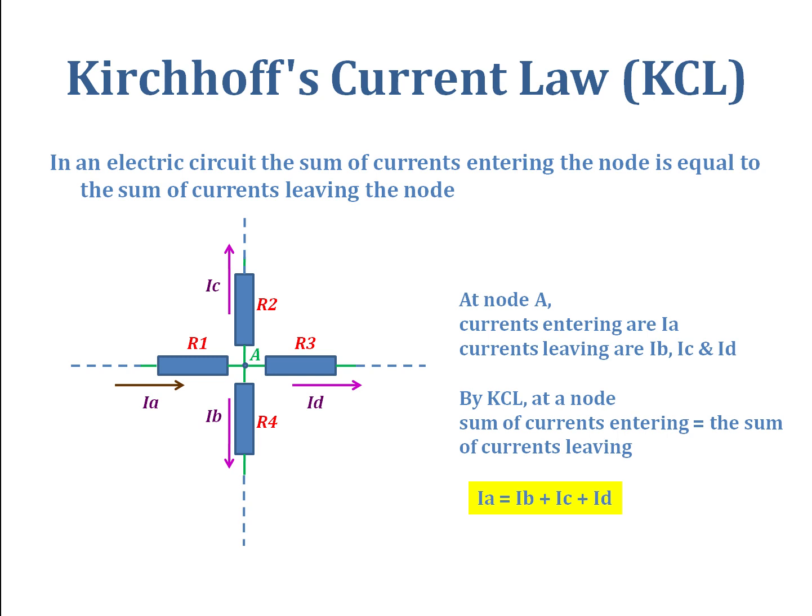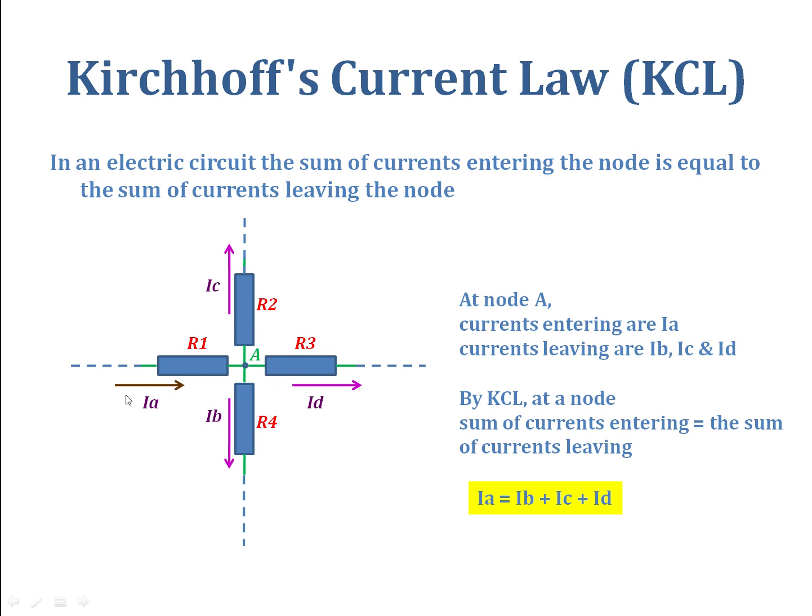Kirchhoff's current law. Kirchhoff's current law states that in any electric circuit, the sum of currents entering a particular node or a junction is equal to the sum of currents leaving the node. Here we have taken an example of a portion of a network where there is a node A at which we have certain resistors connected, and there are certain currents flowing through these resistors. Some of the currents are entering and some of the currents are leaving.